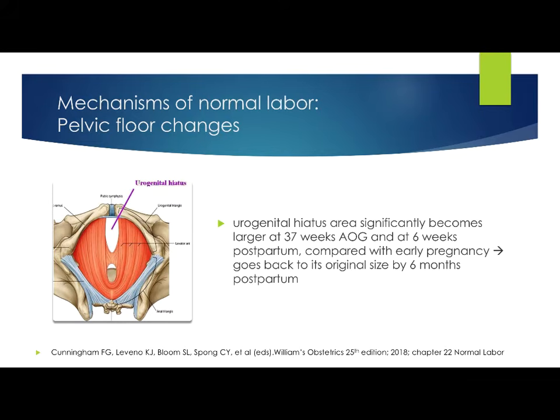pass. Now, experts have shown that the urogenital hiatus area significantly becomes larger at 37 weeks AOG and at 6 weeks postpartum compared with early pregnancy, and the size goes back to its original size by 6 months postpartum.